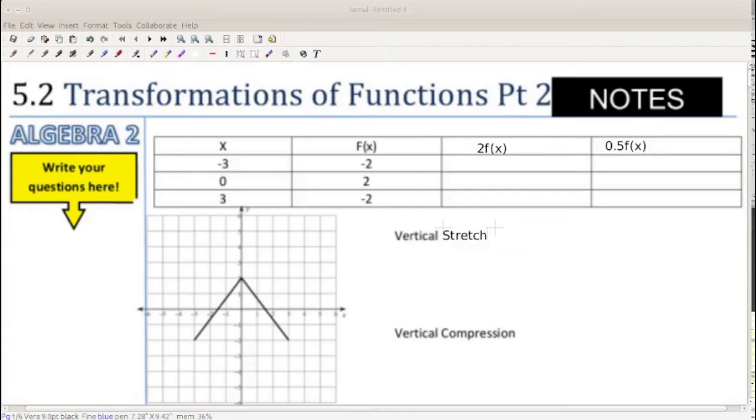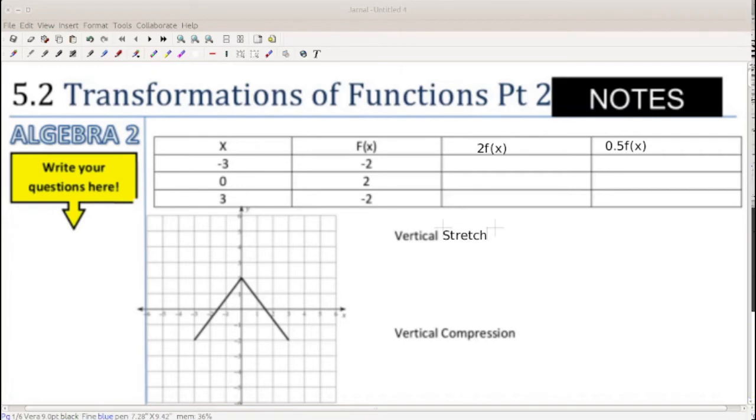Transformations of functions, part 2. In last lesson, you looked at how you shift functions left and right and up and down by adding or subtracting things inside the function or outside the function. In this lesson, we're going to look at what happens when we multiply inside the function or outside the function. And this time we're going to start with outside.